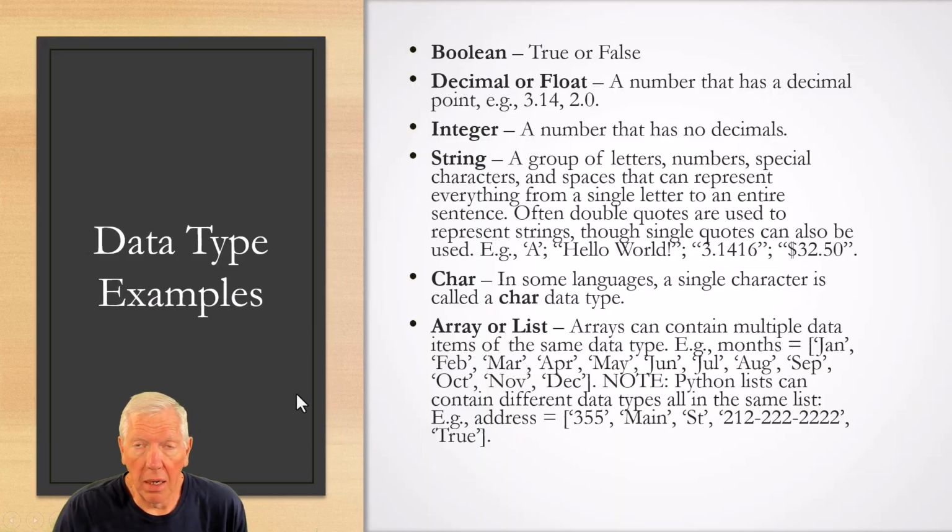Now, what kind of data do we have? Well, we have a thing called a Boolean. This is named after Charles Boole. He wrote a book that dealt with the algebra of 0 and 1, just using 0 and 1 in algebra.